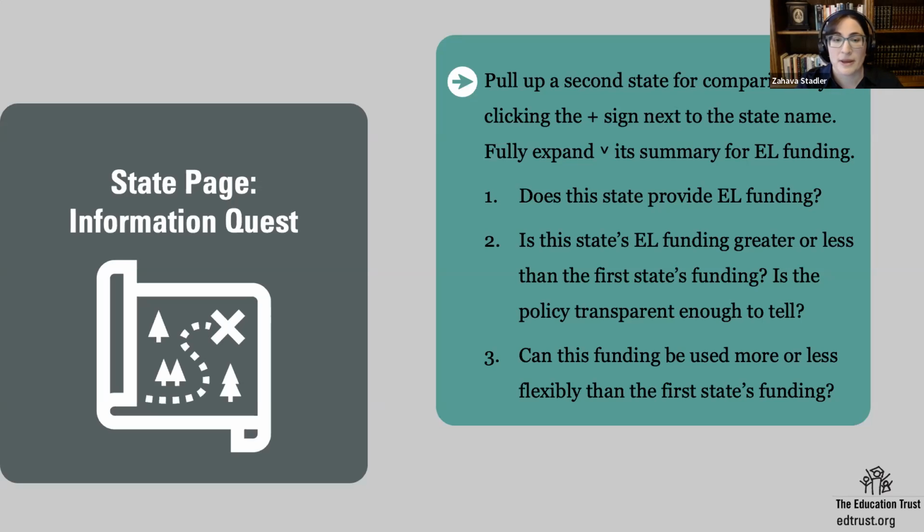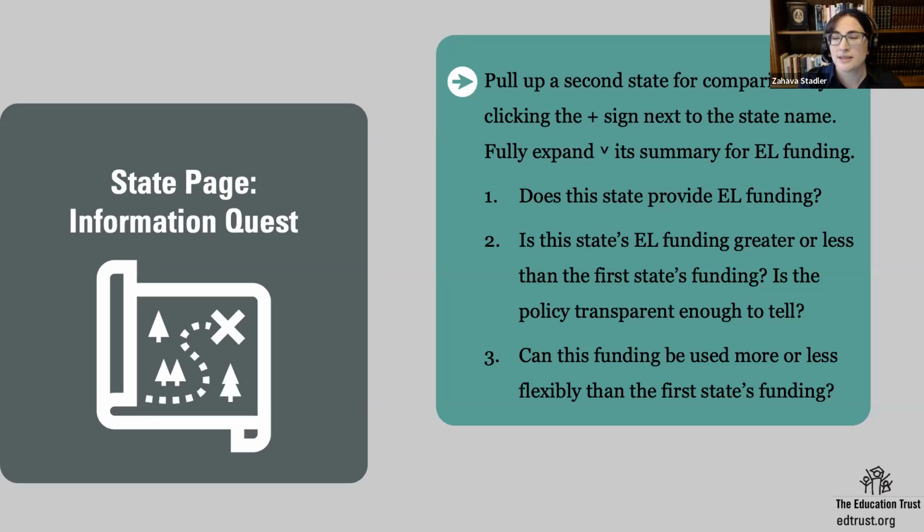If you're in New York, you might be interested in New Jersey, or maybe if you want to see something completely different, if you're in Texas, you might pull up California. Whatever kind of comparison point you think is of interest, make sure to fully expand the summary again for English learner funding so you're seeing the whole thing for comparison purposes.